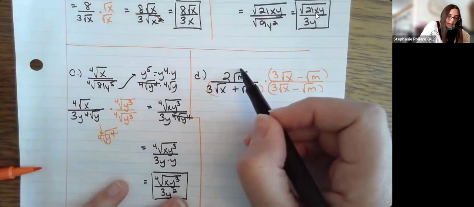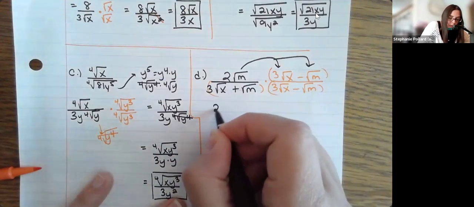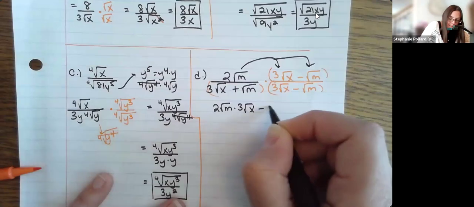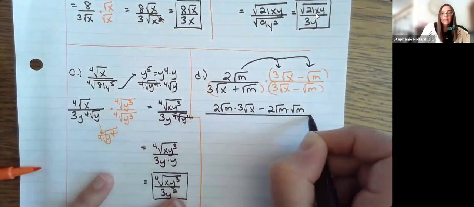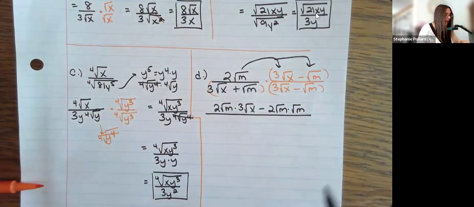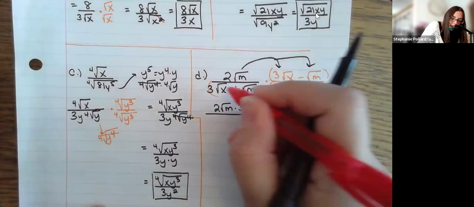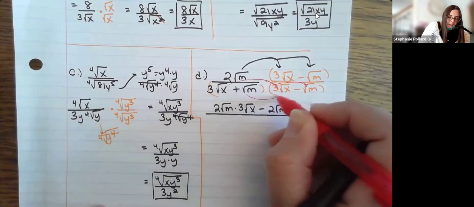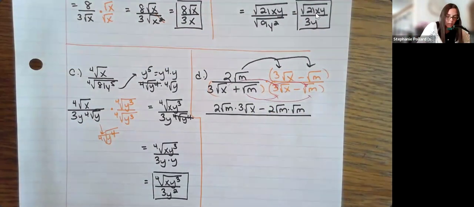So in the top, I'm going to multiply the 2 root m to both pieces. I'm going to write this out for myself because it's pretty confusing. And then the bottom, I'm going to do the same thing, but I'm going to have to distribute a bit, right? So I'm going to take that 3 root x first to both pieces, and then I'm going to take that root m to both pieces. So I'm FOILing out, or I'm doing a double distribution here.